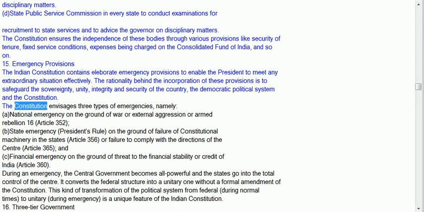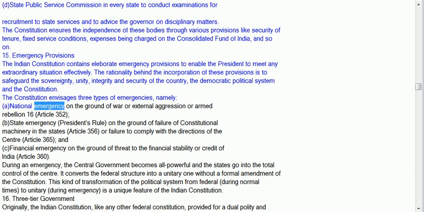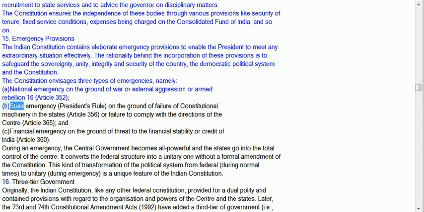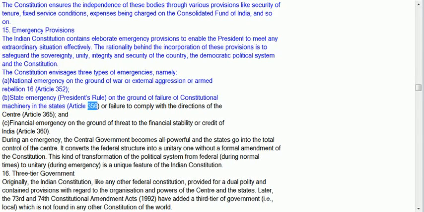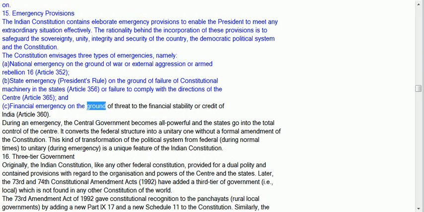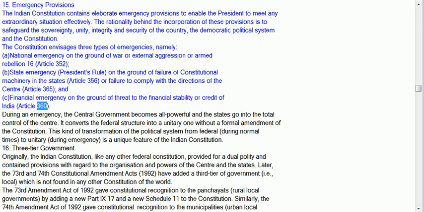The Constitution envisages three types of emergencies, namely: a. National emergency on the ground of war or external aggression or armed rebellion, Article 352. b. State emergency, President's rule, on the ground of failure of constitutional machinery in the states, Article 356, or failure to comply with the directions of the Center, Article 365, and c. Financial emergency on the ground of threat to the financial stability or credit of India, Article 360.